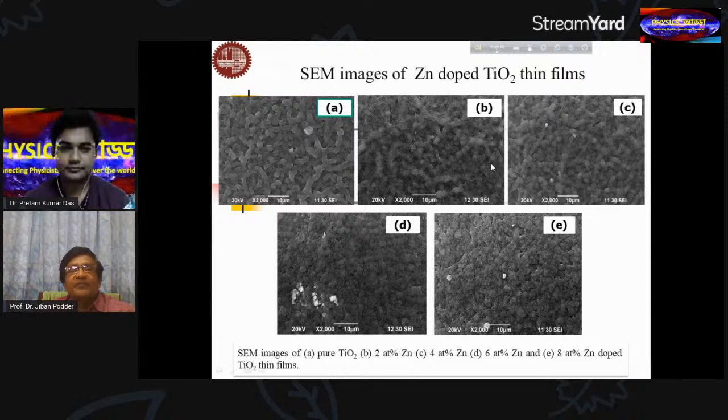Here you see that these are all fiber structures, and these fiber structures are agglomerated here, and with the dopant of zinc, ultimately we have seen small particle size or grain size. But grain size and crystallite size are completely different. What we have seen from the SEM image is the grain, or what is called the particle size. But XRD gives you the real crystallite size from the Debye-Scherrer equation.